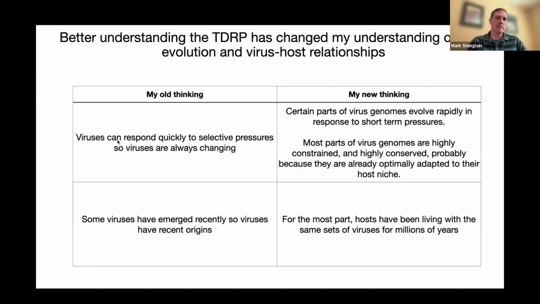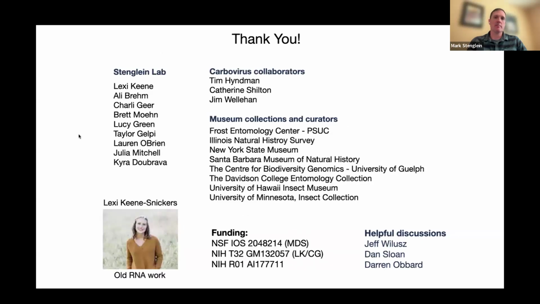Whereas I used to think that viruses can respond quickly to selective pressures, so viruses are always changing, now I think that certain parts of virus genomes evolve rapidly in response to short-term pressures, but most parts of virus genomes are highly constrained and highly conserved, probably because they're already really well adapted to their hosts. Another way I used to think was that viruses probably mostly have recent origins, but really, for the most part, hosts have been living with the same sets of viruses for millions of years. So I've really enjoyed learning more about the TDRP.